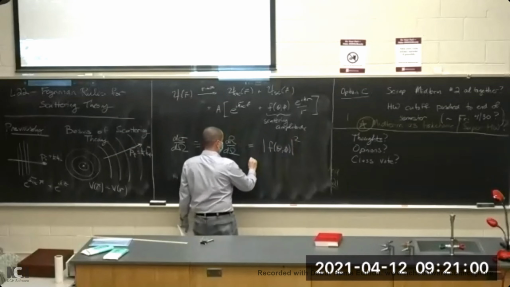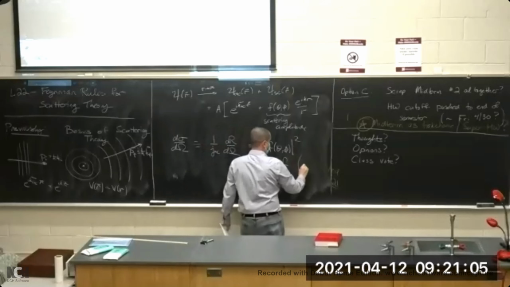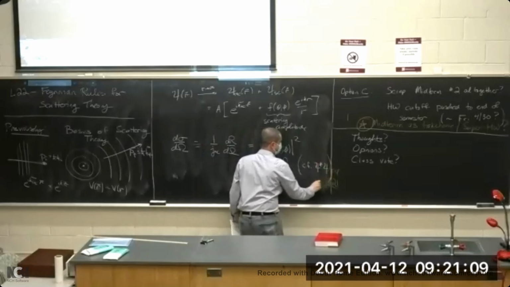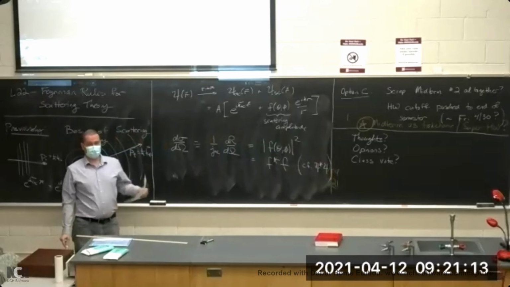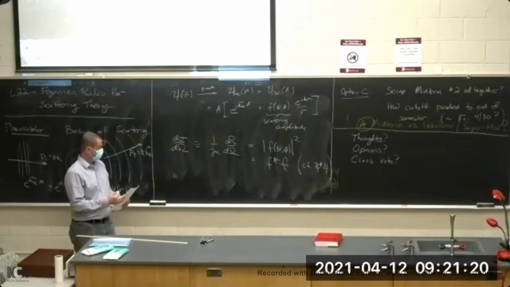Absolute value squared, which means that this is f star f, which is a whole lot like saying that probability is psi star psi. So the basic object in scattering theory is the scattering amplitude. It is analogous to a wave function, and the observable is proportional to the scattering amplitude squared.